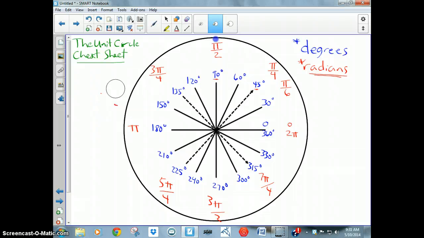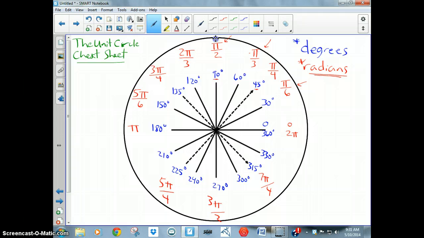We're going to count by 6. So 30 degrees is 1 pi over 6. 60 degrees is 2 pi over 6, but that reduces to pi over 3. We're always going to reduce our radians, pi over 3. So 1 pi over 6, 2 pi over 6, that's 3 pi over 6. 120 is 4 pi over 6, which is the same as 2 pi over 3. 150 would be 5 pi over 6.